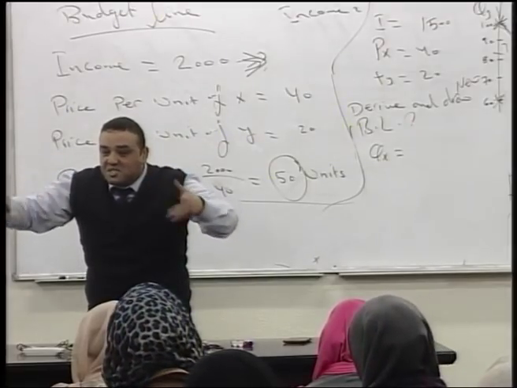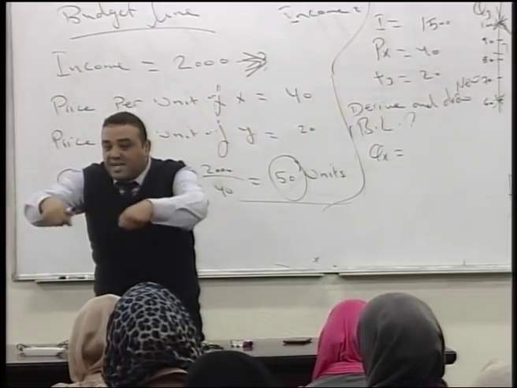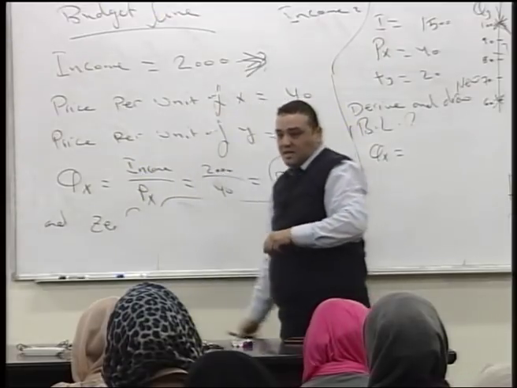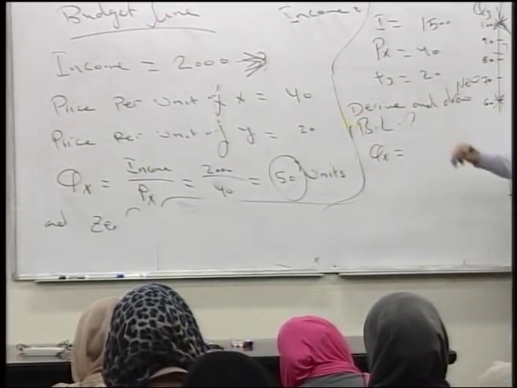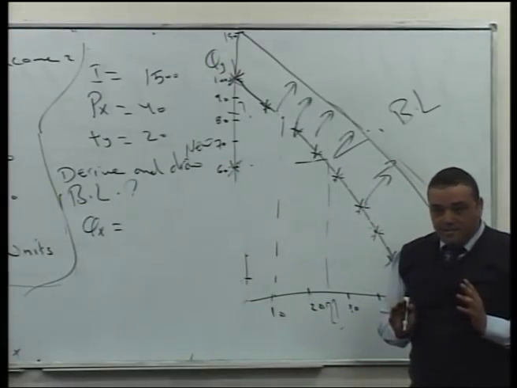How can the consumer reach the equilibrium? That is, what is the optimal combination that maximizes his total utility using the indifference curve theory and the budget line? Okay?